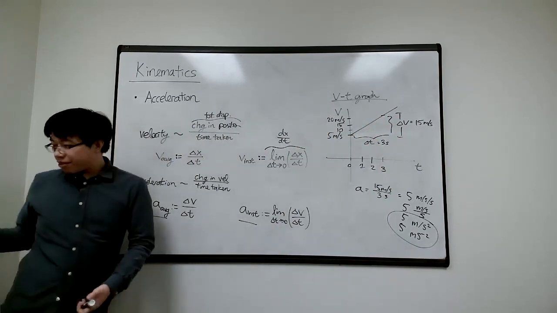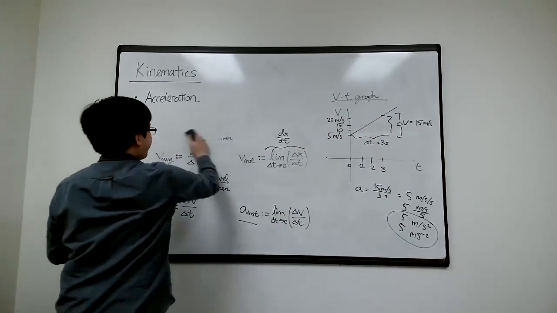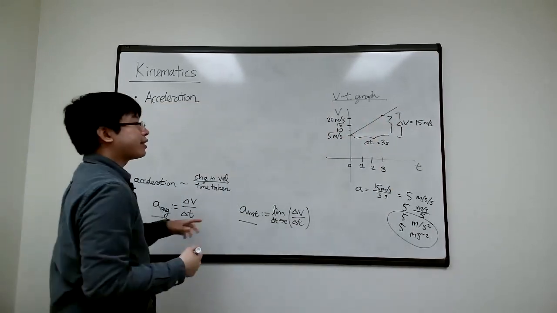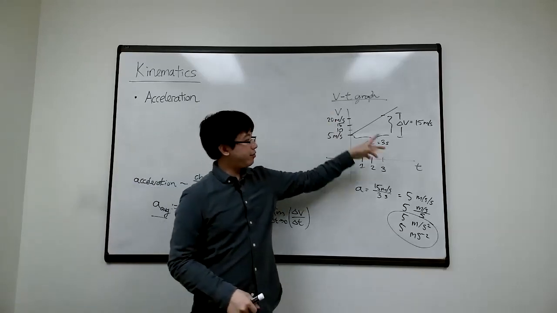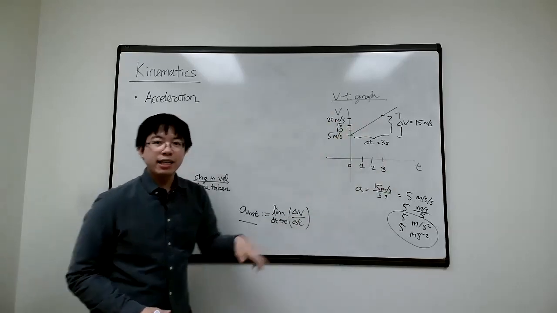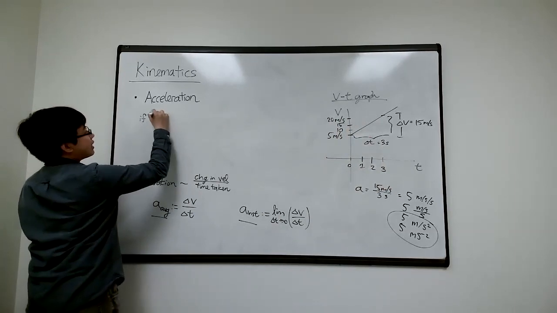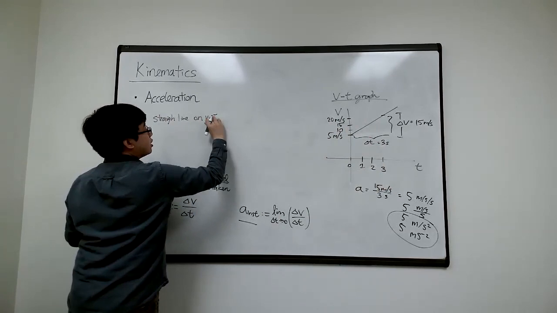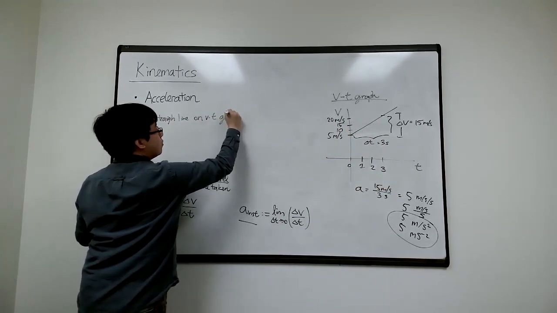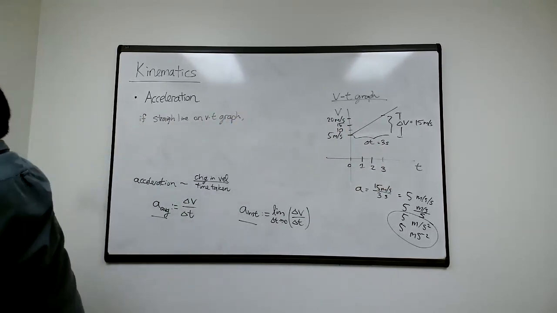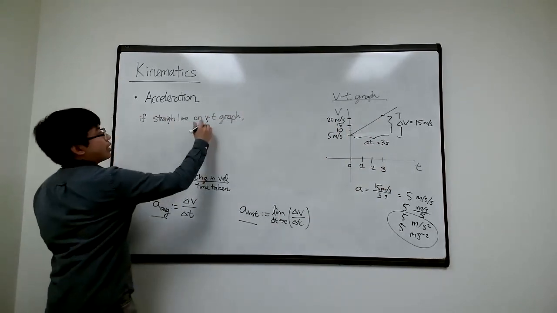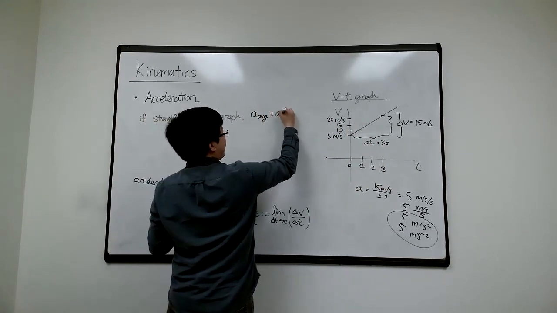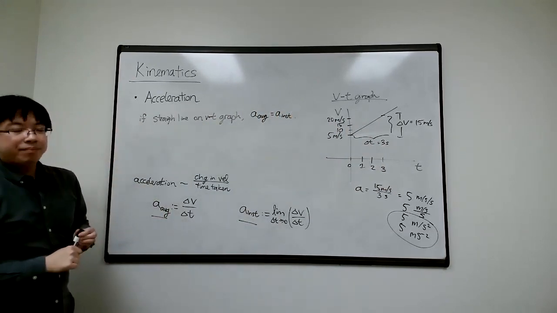So we actually notice one thing, right? Let's summarize this. Important fact is that if the VT graph has a straight line, so if it is a straight line on the VT graph, then A average is equal to A instantaneous. Okay.